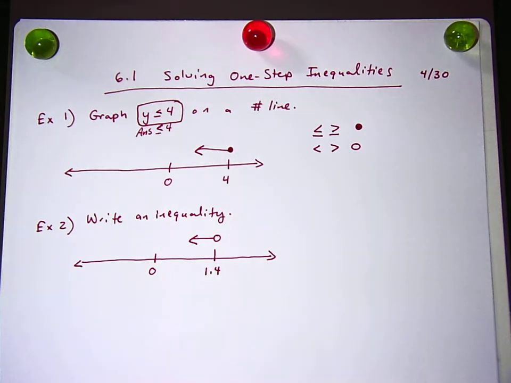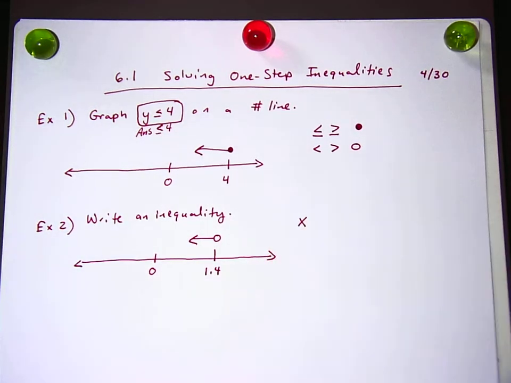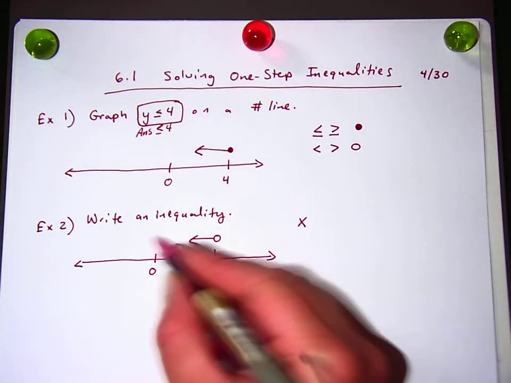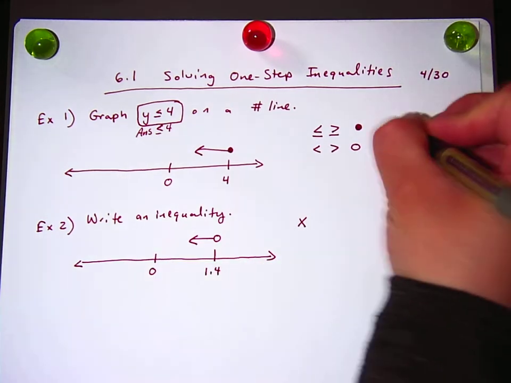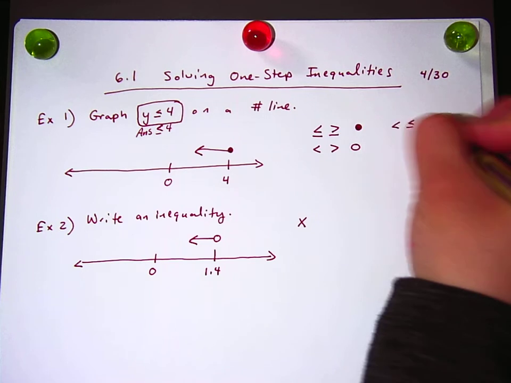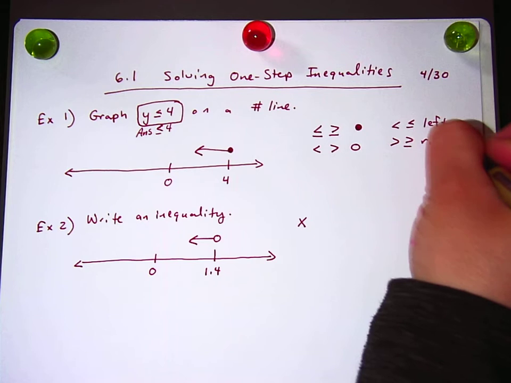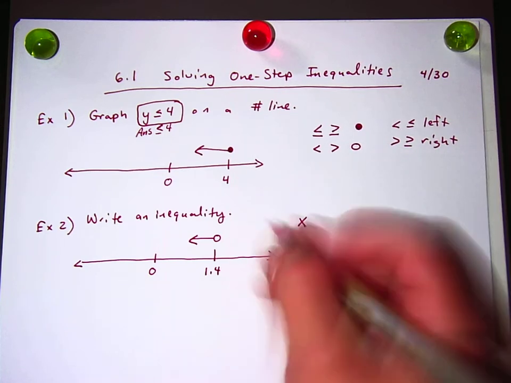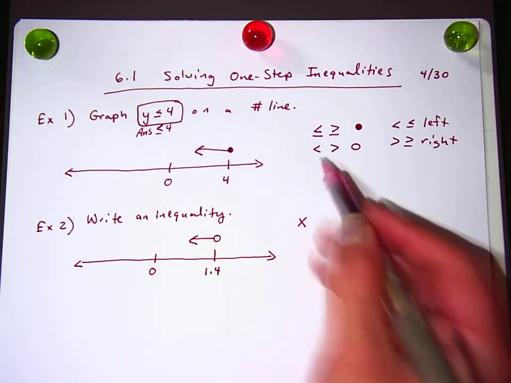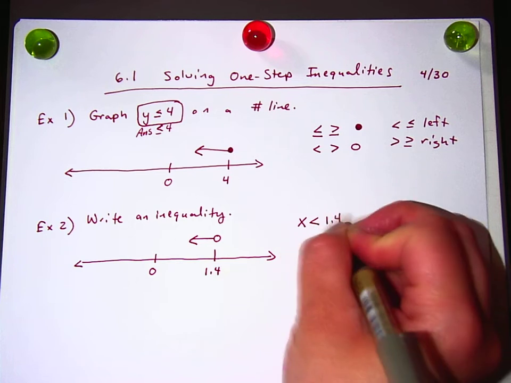Give it a shot. All right, I'm assuming you paused. You can use any variable you want. I'm going to use x. The arrow is going to the left, which means it's a less than. So maybe I should write that out. Less than or equal to, that's going to the left. And greater than or equal to is going to the right. Okay. So if we're going to the left, and see how it's open circled, it's not closed, so I know that it's less than, not less than or equal to. So x is less than 1.4.